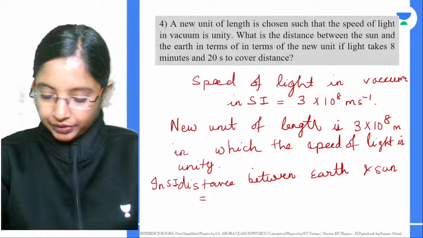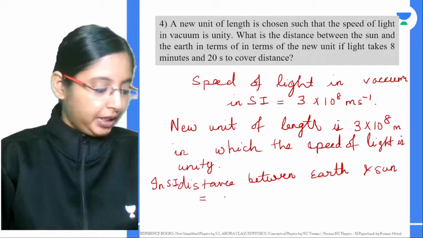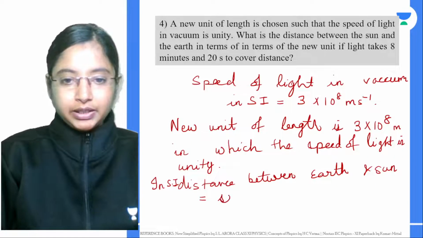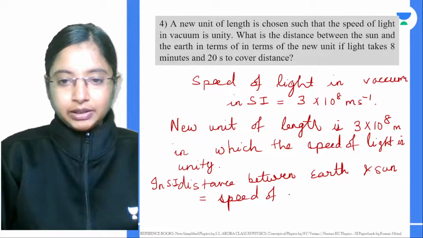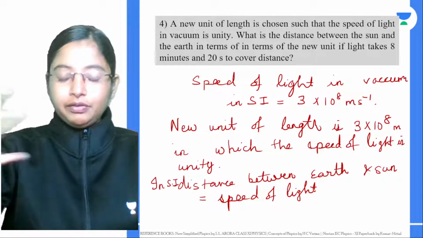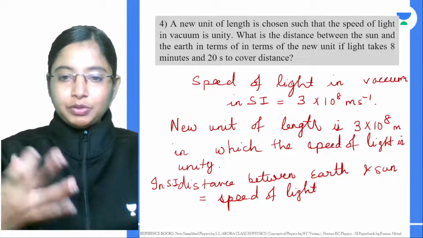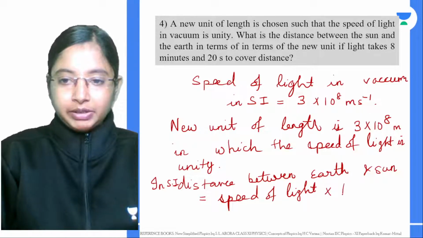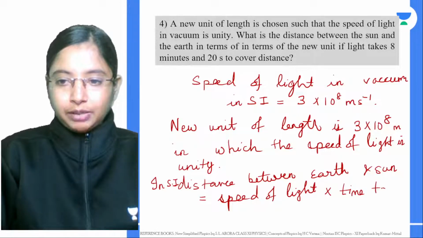That's right, Prema. This will be speed of light, right? This will be speed into time. That is correct. Speed of light into the time taken to reach us, right? From the sun, when the light comes out, what is the time it takes to reach the earth? Speed of light into the time taken, right?